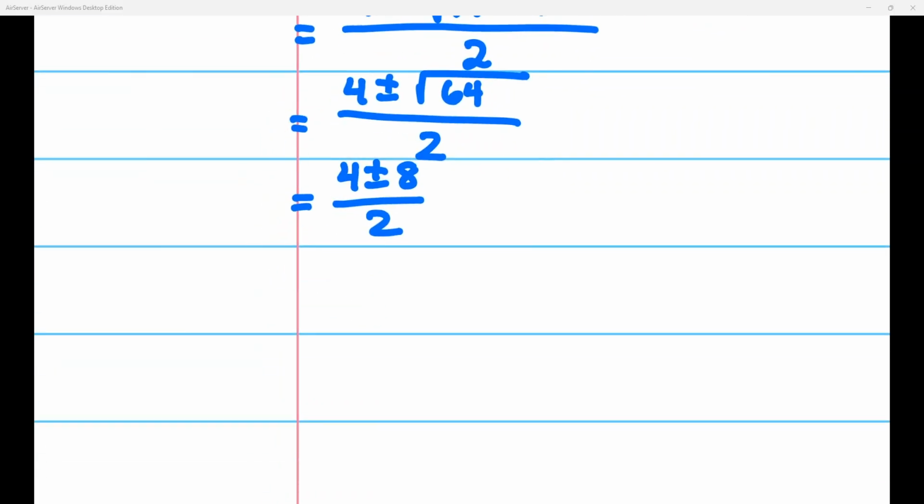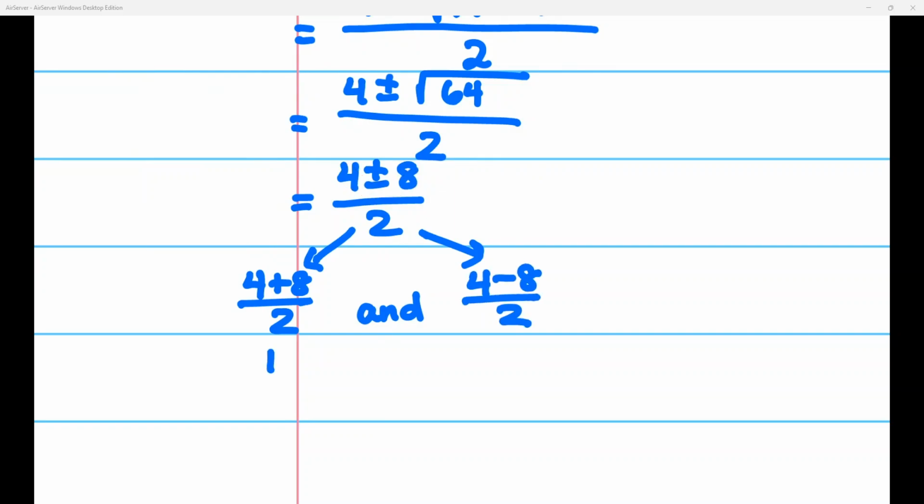Now here is where we're going to split this up into two problems, because I have the problem going through the top where it says 4 plus 8, and I have the problem going through the bottom where it says 4 minus 8. So I'm going to do the top one first. I'm going to write this as 4 plus 8 divided by 2. And the other one, I'm going to write as 4 minus 8 divided by 2. 4 plus 8, that's a 12 divided by 2, which ends up being 6.